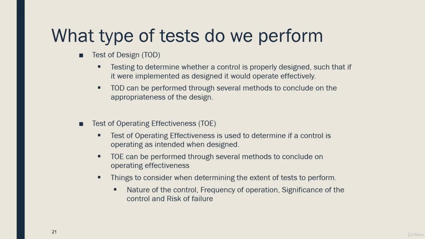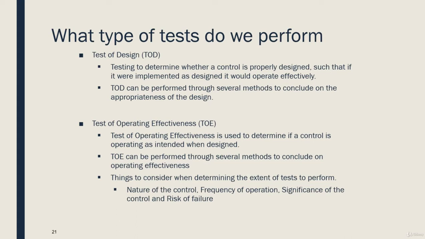Now let's discuss the types of tests that we perform for controls. In order to test controls, you have to first determine if the control is designed adequately before you determine if it is operating effectively. The test of design is to determine whether a control is properly designed, such that if it were implemented as designed, it would operate effectively. This means that you test the control to determine if there are any gaps or issues that will prevent it from working as it is designed.